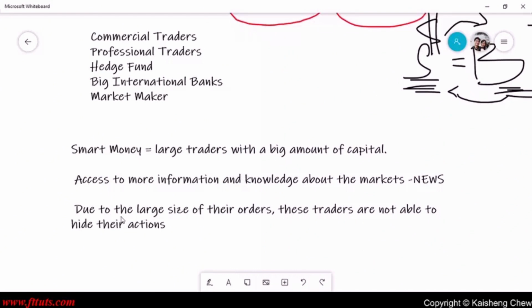Due to the large size of their orders, these traders are not able to hide their actions. Each action they take affects the price movement. If they affect the price movement, you are able to see it in the tick volume, because tick volume traces the movement of the price. The larger the size they put into the order, the bigger the movement inside the market. So we will see the changes in the tick volume there.